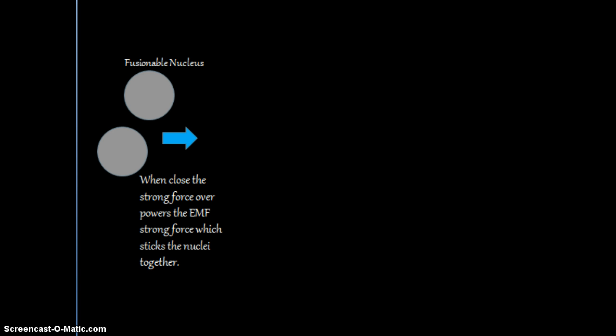So now you have the explanation of the process. Fusion starts with two smaller atoms. You also have the fusionable nucleus. When close, the strong force overpowers the EMF, which sticks the nuclei together.